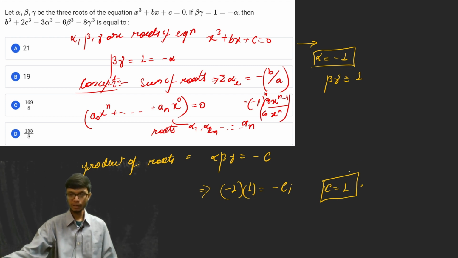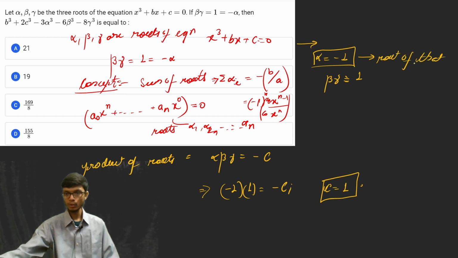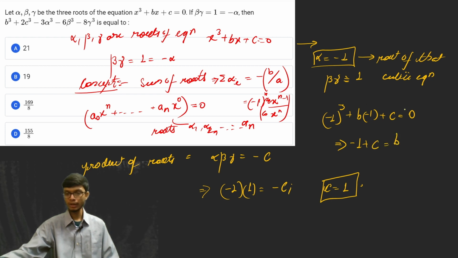Now what I can do is, alpha equal to minus 1 is a root of that cubic equation, so definitely it will satisfy that equation. If in place of x I put minus 1, I get minus 1 whole cube plus b into minus 1 plus c is equal to 0. So minus 1 plus c is equal to b, so b is equal to minus 1 plus c, and c is equal to 1. So from here I get the value of b as 0.